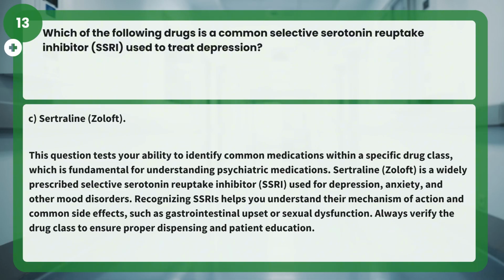Answer C. Sertraline, Zoloft. This question tests your ability to identify common medications within a specific drug class, which is fundamental for understanding psychiatric medications. Sertraline, Zoloft, is a widely prescribed selective serotonin reuptake inhibitor, SSRI, used for depression, anxiety, and other mood disorders. Recognizing SSRIs helps you understand their mechanism of action and common side effects, such as gastrointestinal upset or sexual dysfunction. Always verify the drug class to ensure proper dispensing and patient education.